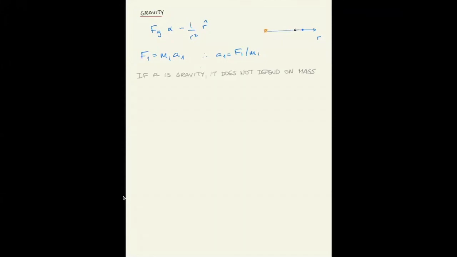So the only way to have F over m not depend on the mass is if the force of gravity is proportional to the mass itself. So we found another proportionality. F must be proportional to minus m over r squared. Now, according to Newton's third law, if a body is feeling this gravity, then the source of that gravity must feel an equal and opposite force. So the planet is feeling this force. Now, the sun is feeling a force F2, which is equal to minus F1. That is, F2 must be proportional to m1 over r squared.